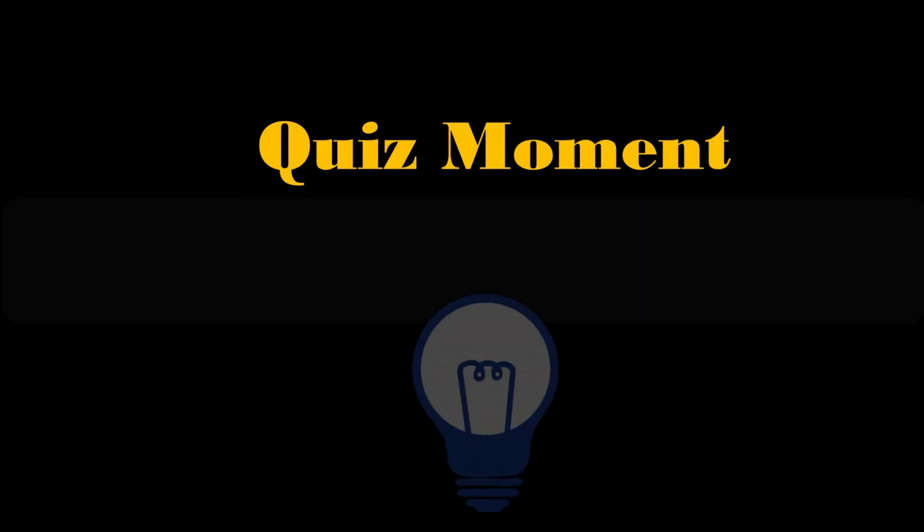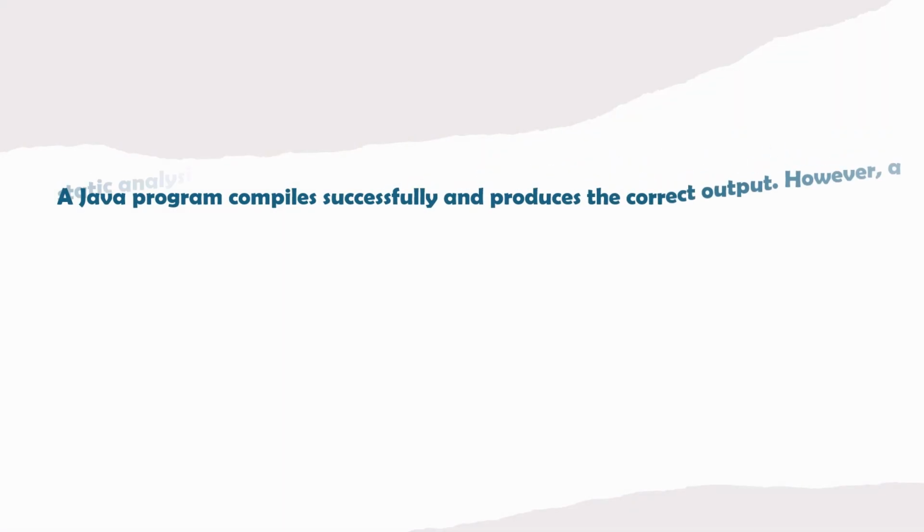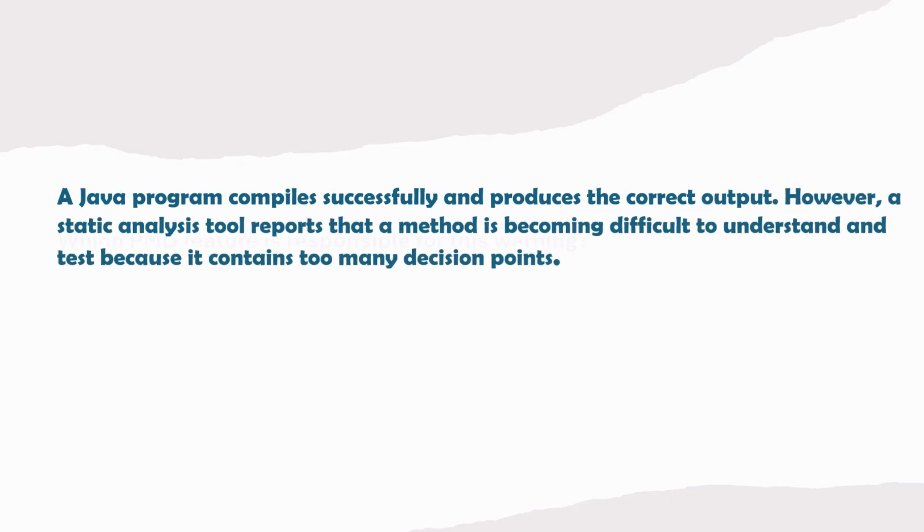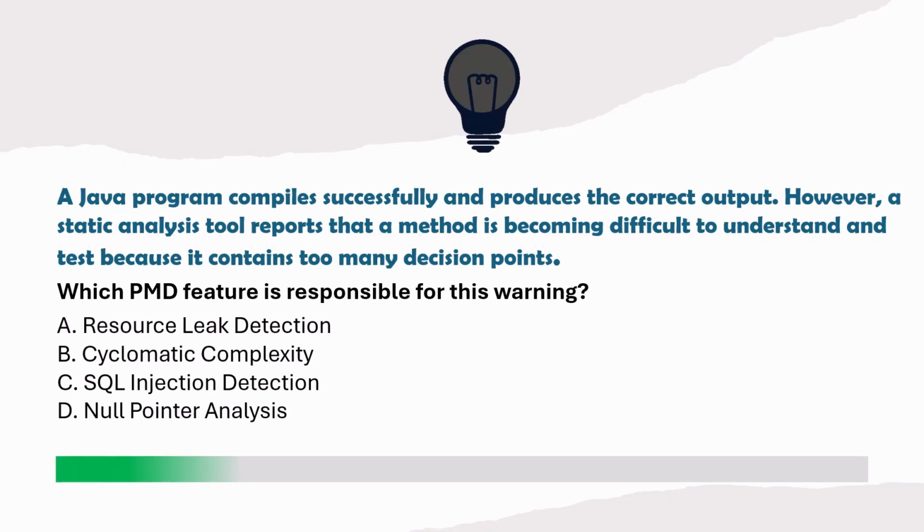Let's finish with a quick challenge. A Java program compiles successfully and produces the correct output. However, a static analysis tool reports that a method is becoming difficult to understand and test because it contains too many decision points. Which PMD feature is responsible for this warning?